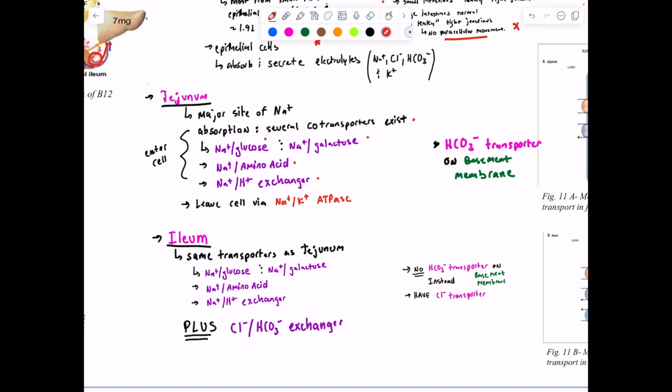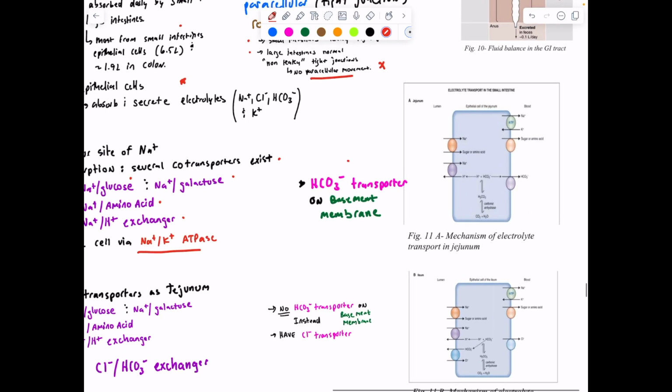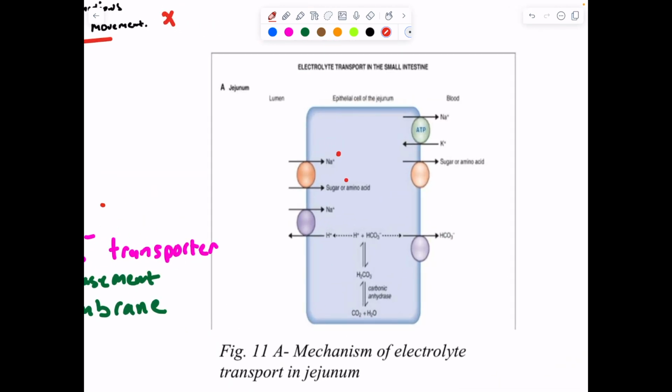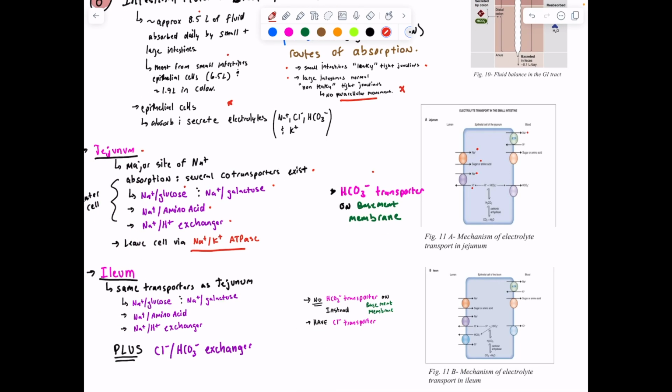We also have a hydrogen ion transporter to enter the cell, and then sodium will leave the cell via sodium potassium ATPase. You also have a bicarbonate transporter on the basement membrane within the jejunum, and so you can see these here: sodium co-transporter with sugar and amino acids, and then a sodium hydrogen ion exchanger, and then sodium potassium ATPase to leave the cell on the basement membrane side.